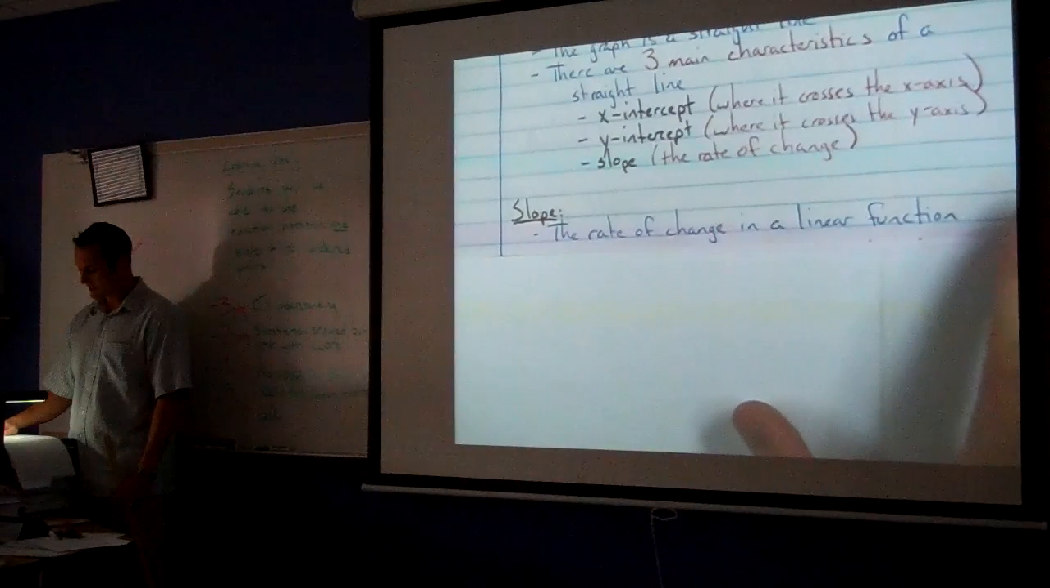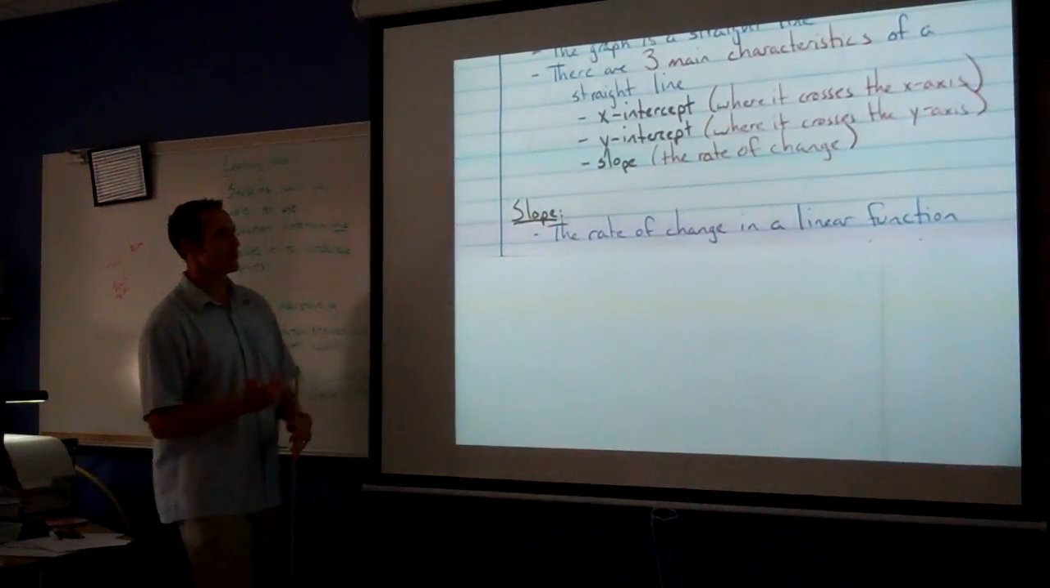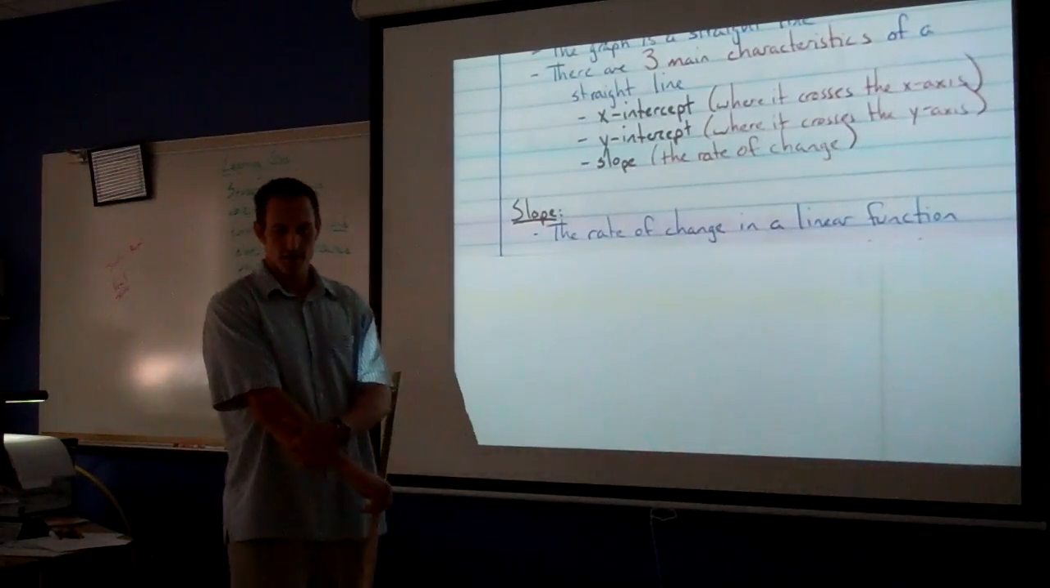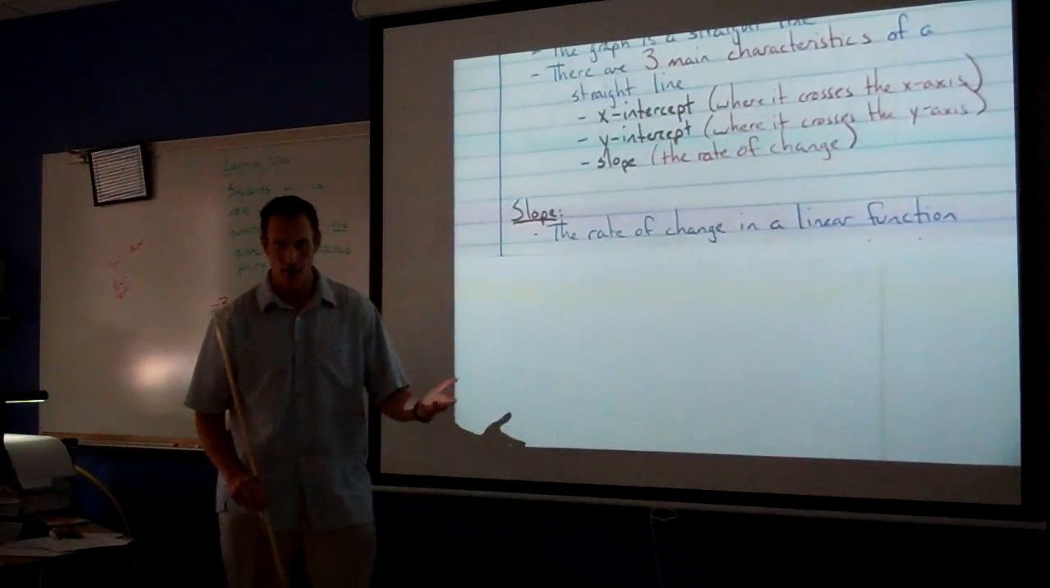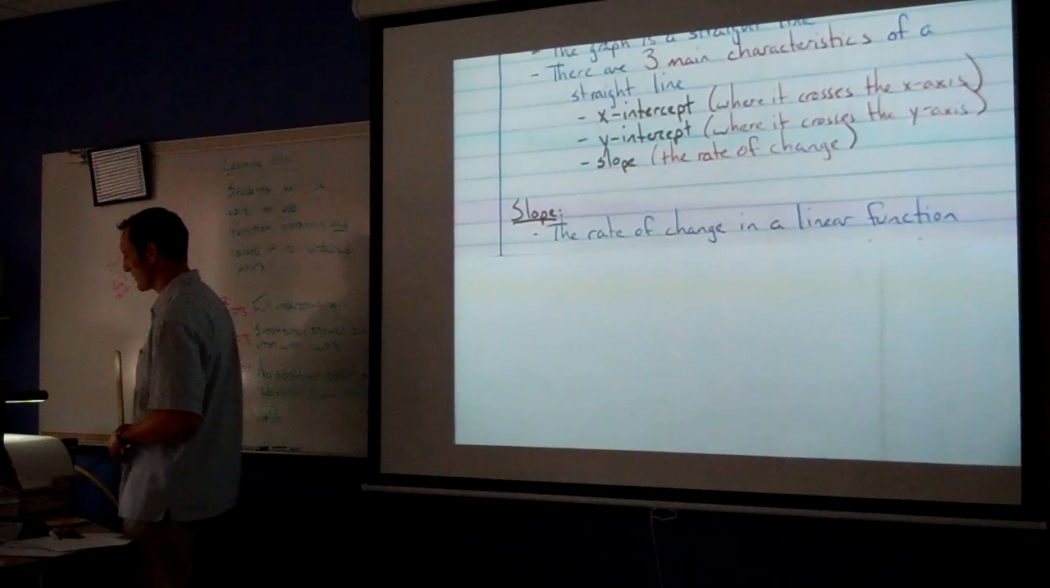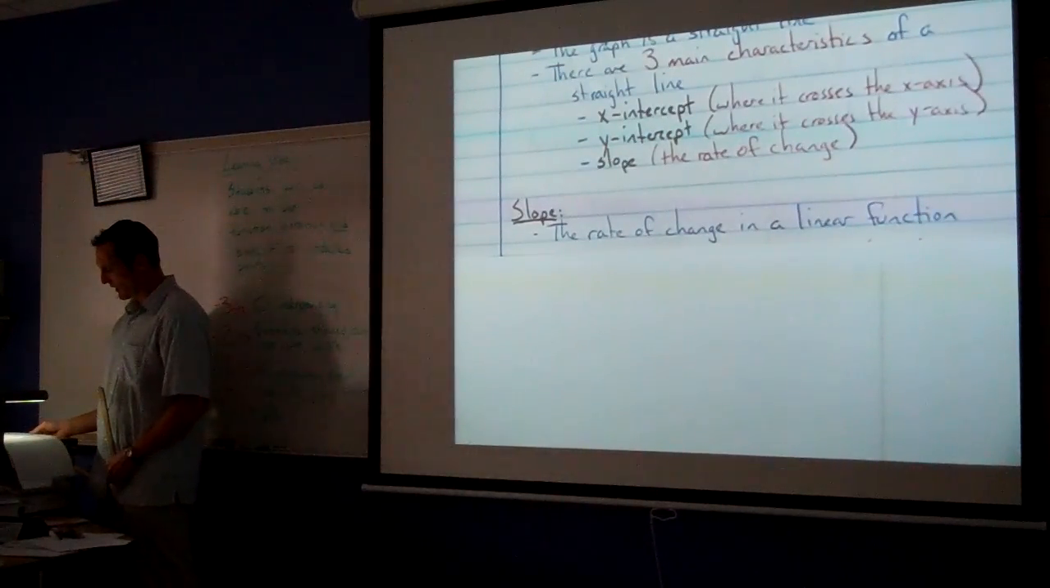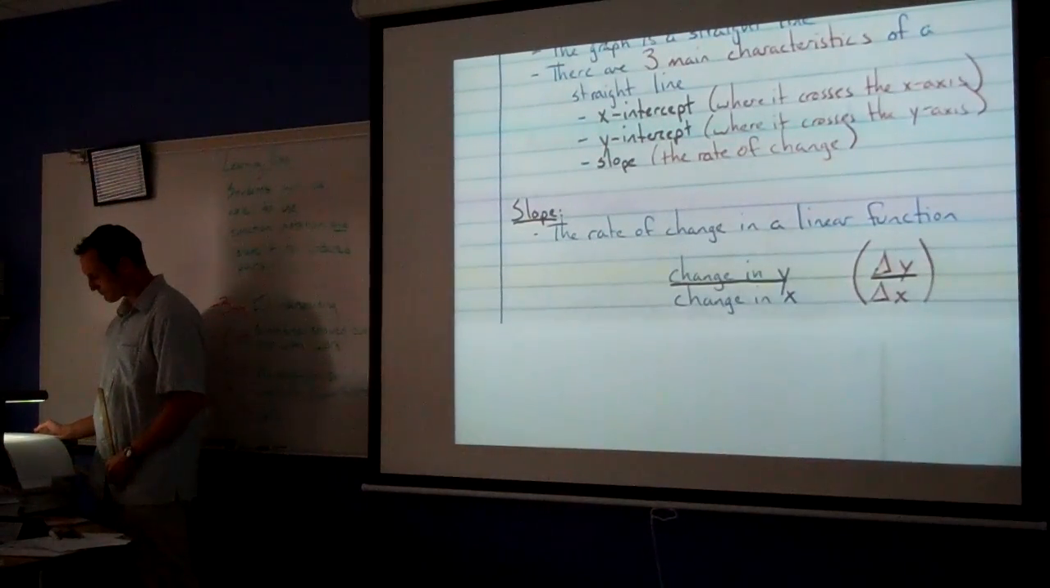So, what is slope? Slope is the rate of change in a linear function. Okay, so how much does the line change over time? And I'll be more specific, but that is the definition of slope. It's the rate of change in a linear function.